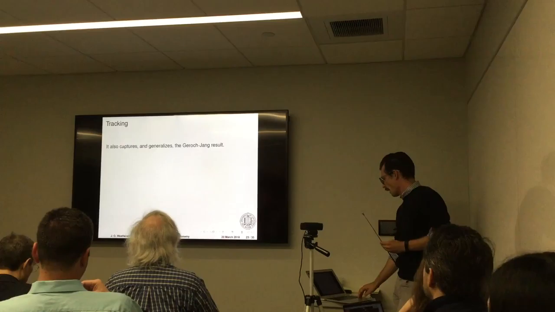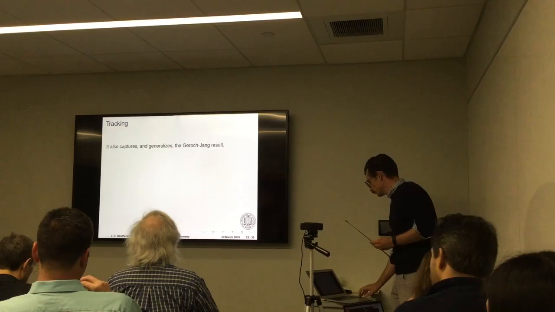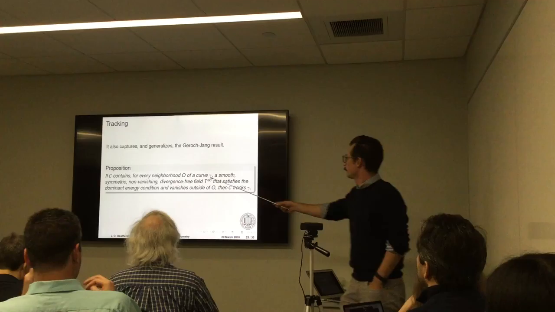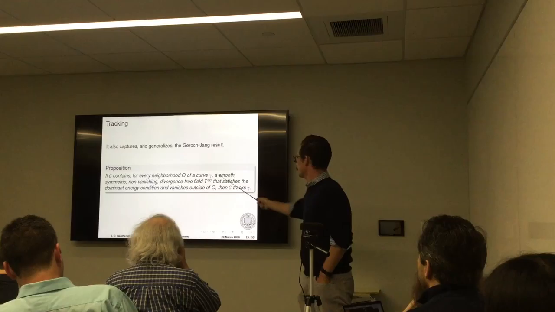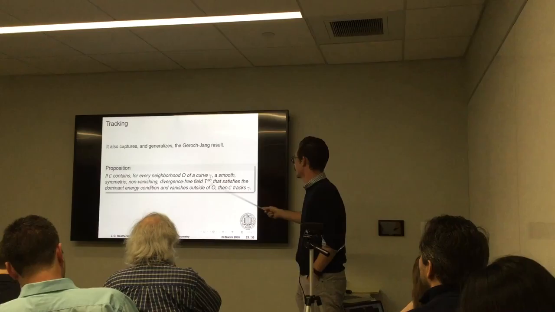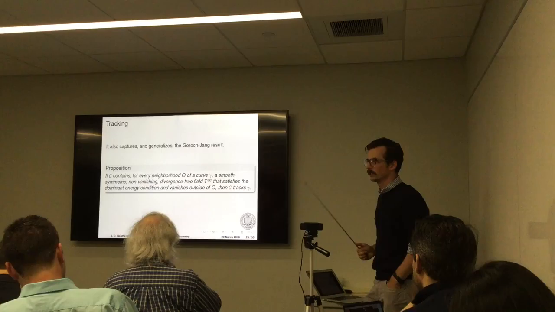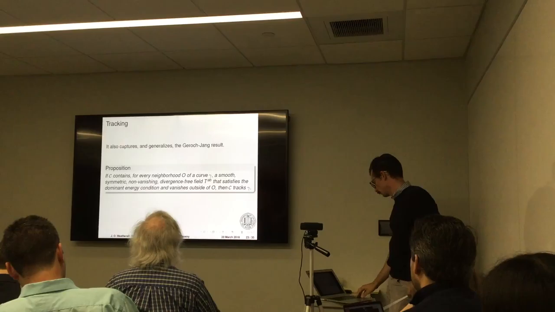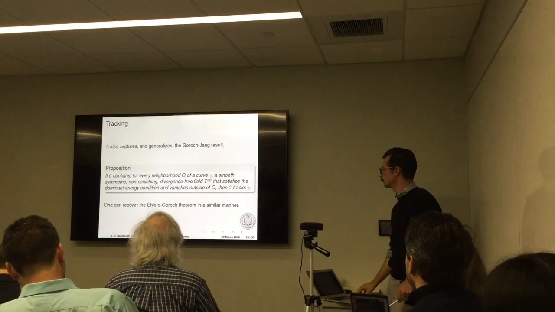I just want to observe that what I've said captures and generalizes the Geroch-Jang result. So here's an example of the sort of collection that tracks a curve. Suppose that C is a collection such that for every neighborhood O of the curve, I can construct a symmetric non-vanishing divergence-free T^{ab} that satisfies the dominant energy condition and vanishes outside of O. Then it tracks the curve gamma, and it follows that gamma must be a geodesic. This is a special case, exactly the Geroch-Jang setup that I started with. And you can do the Ehlers-Geroch one, which allows for back reaction, in a very similar way. So again, this is generalizing that.